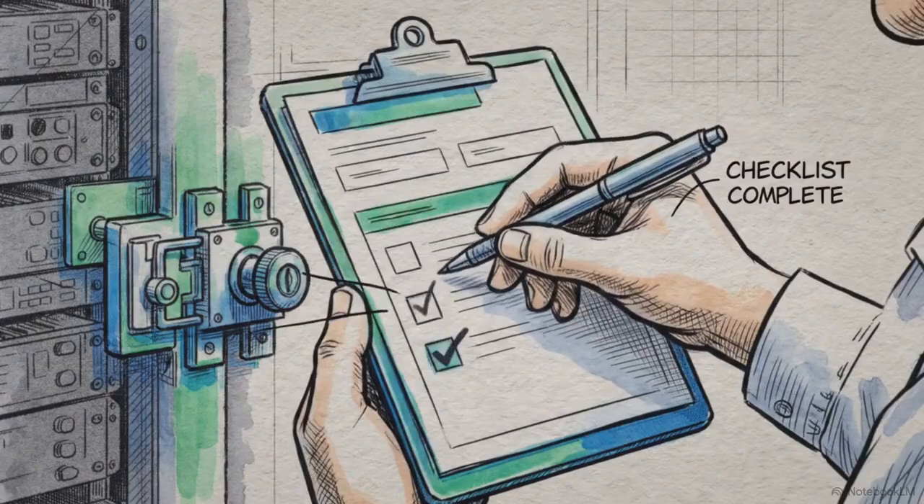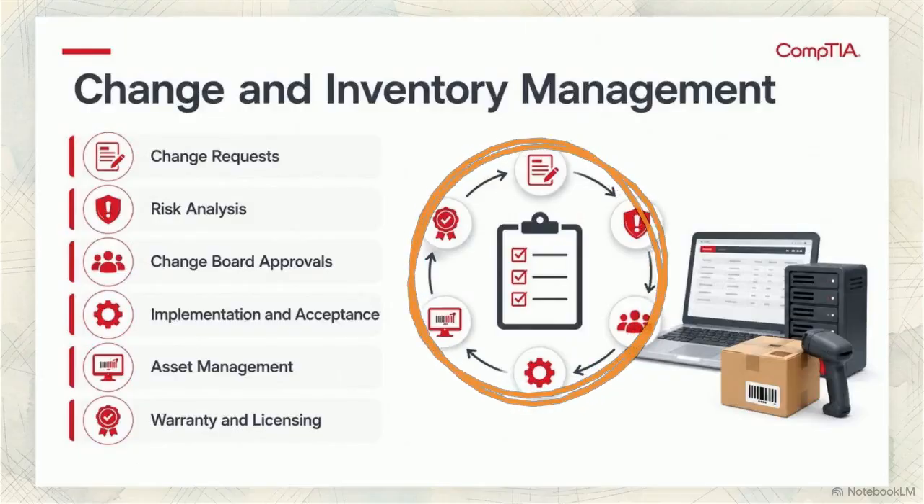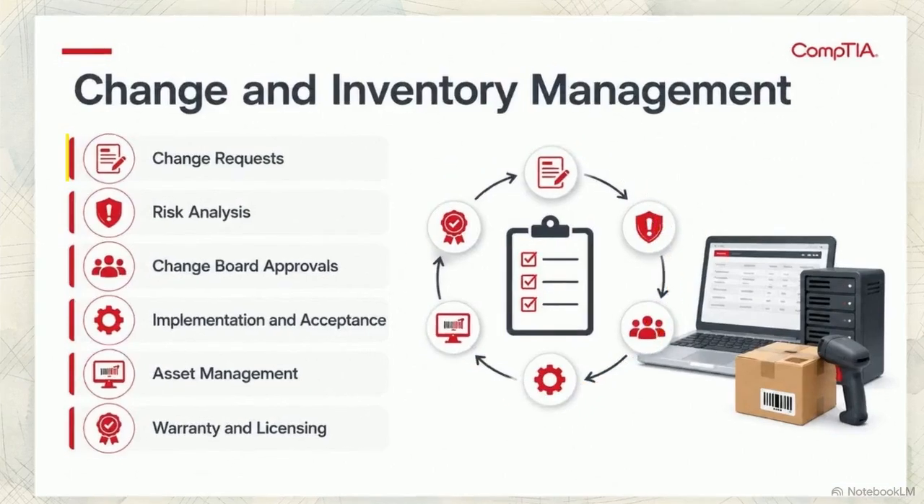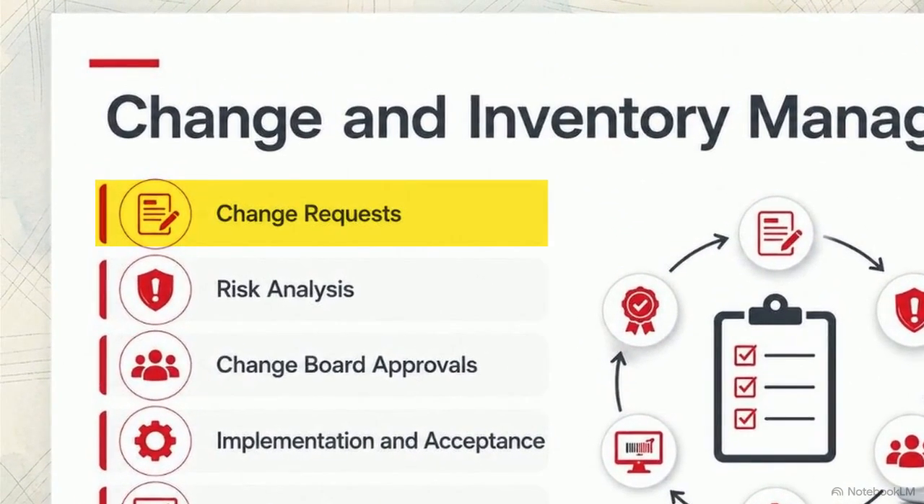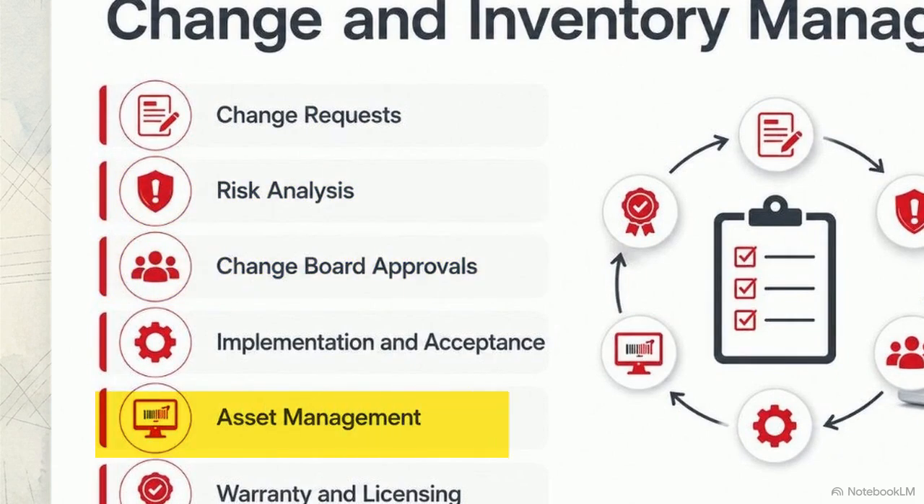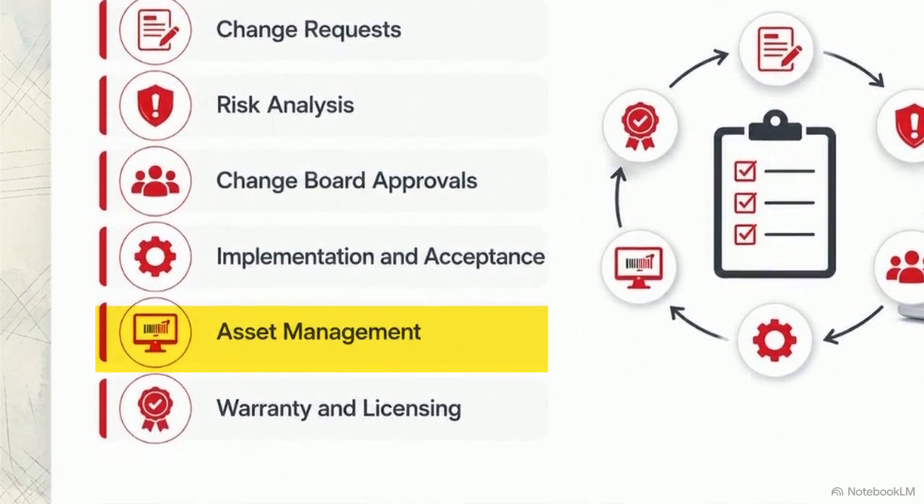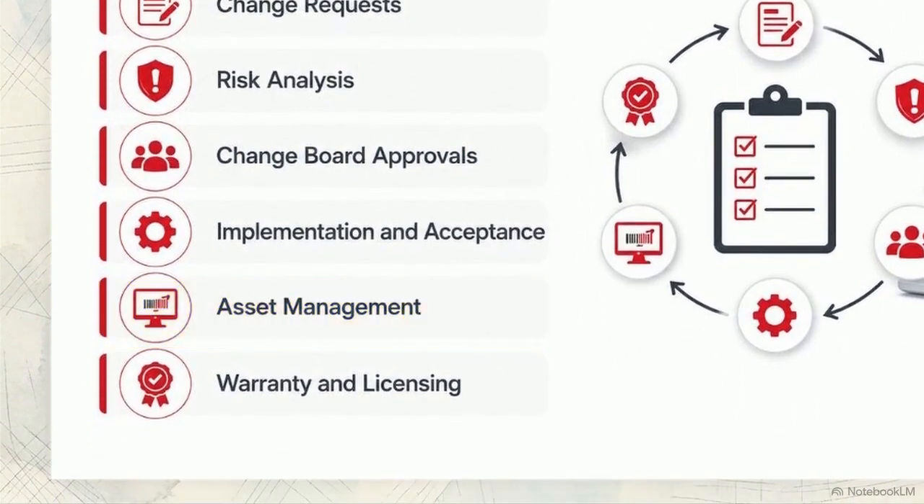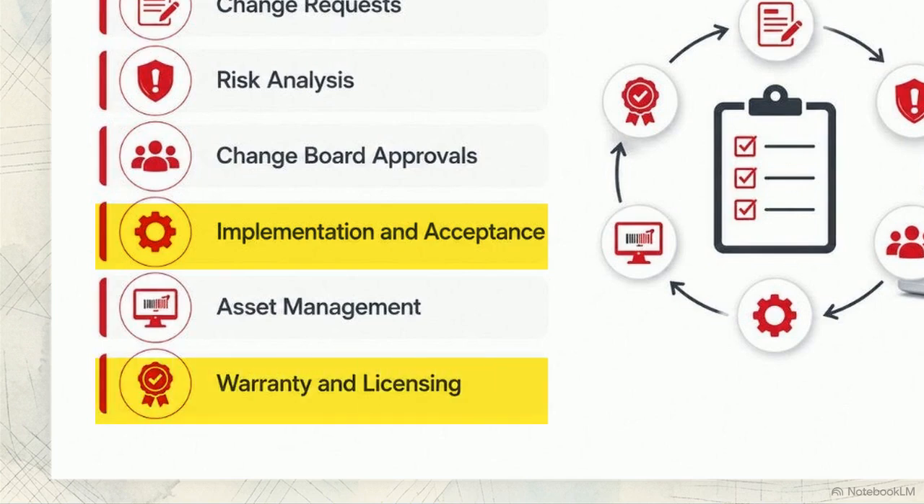This diagram shows that enterprise IT governance functions as a continuous, interconnected feedback loop. The cycle begins when a technician submits a formal change request to document the intent and logic of a modification. That request undergoes risk analysis and requires board approvals from the CAB to maintain organizational stability. The CAB relies on granular tracking data from asset management to understand how the change will impact the broader network. Finally, the physical implementation is guided by warranty and licensing parameters to ensure financial and operational compliance.